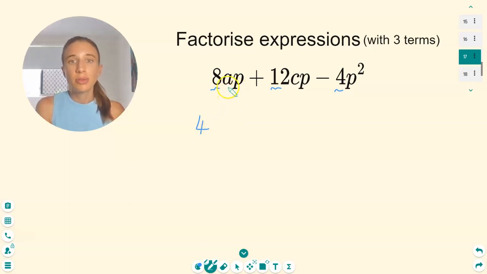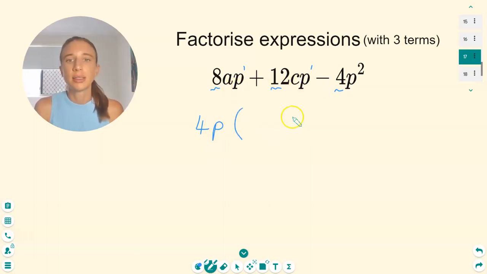Then check your variables. Okay, is A a common term? No. Is P a common term? Yes, it is. And we choose the one with the lowest index, okay? So we're going to pull P out the front. The highest common factor is the variable with the lowest index. So we'll pull P out the front, and we've also got a C there, but that's not common.